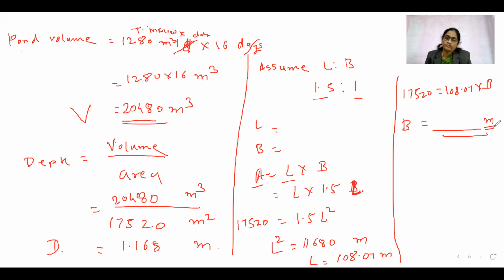Understood? What is the B? 162.117. Width we have calculated as 162.117. So this way you can find out the design.